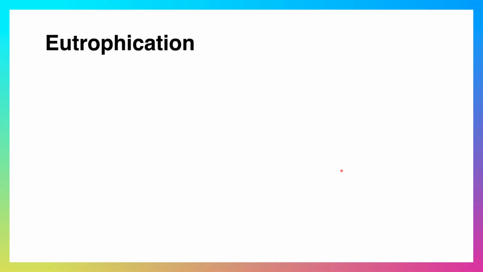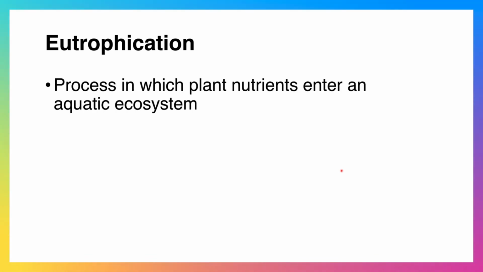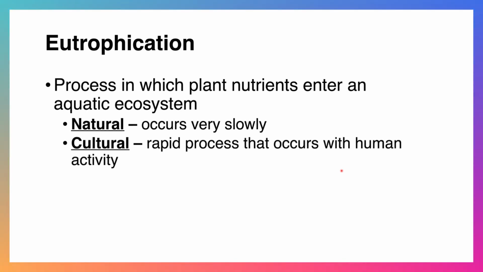Eutrophication. So what's that big word eutrophication mean? It's the process in which plant nutrients enter an aquatic ecosystem. This can occur naturally, and it's generally very slow when that occurs, or it can occur rapidly through what's called cultural eutrophication. And that's when humans or human activity acts to bring the plant nutrients into an aquatic system.